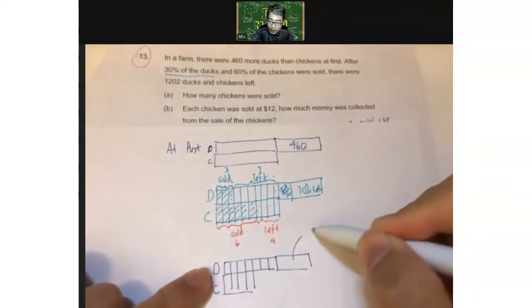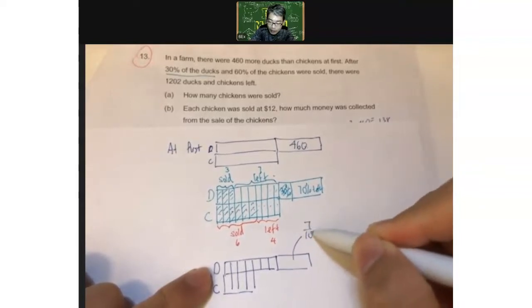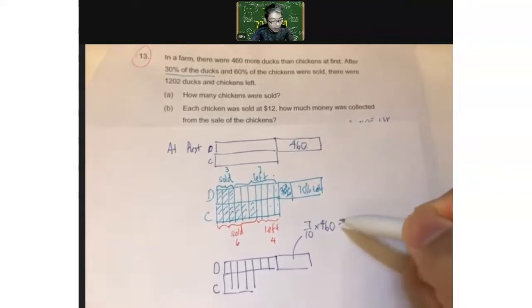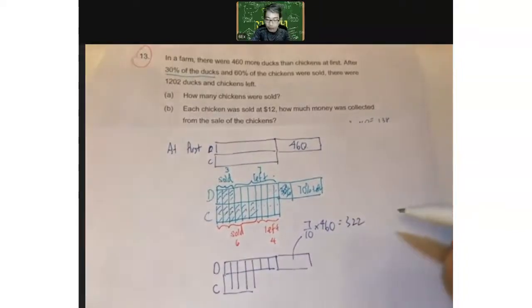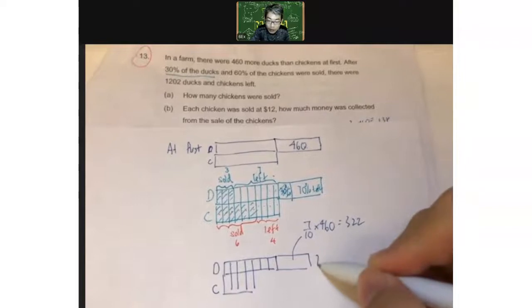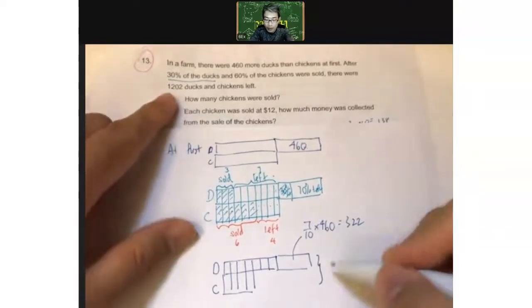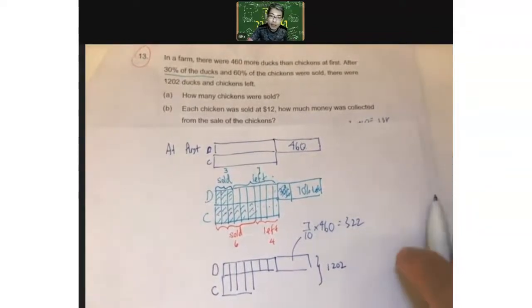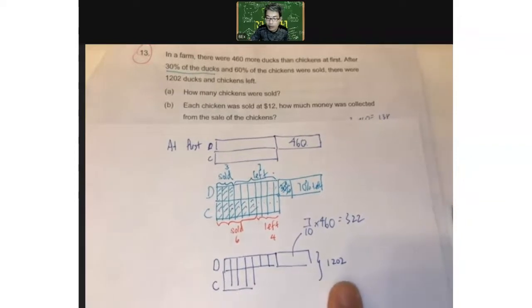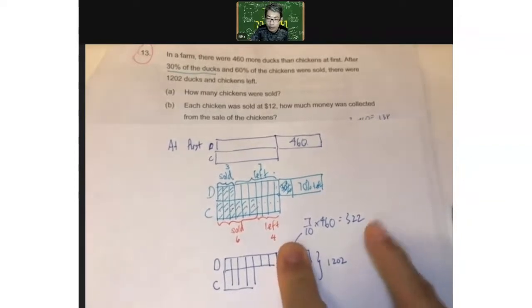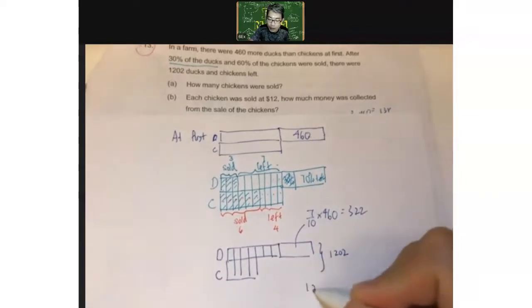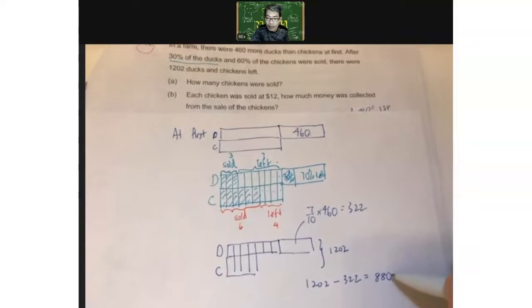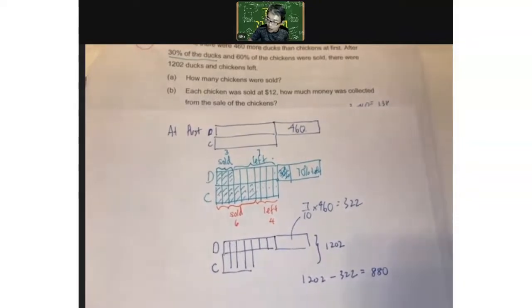And what is 70% of 460? Let's work it out. That will be 70 over 100 times 460, and I'll get 322. And the total number of chickens and ducks left is 1,202. Now, if only we have all equal parts, then we can divide, right? So let's get rid of this 322. So next step will be 1,202 minus 322. I'm left with 880. And 880 would be the part I'm highlighting here.